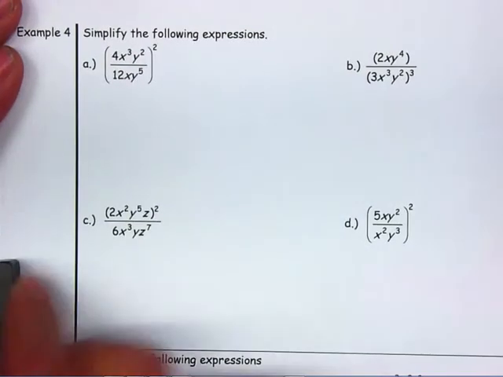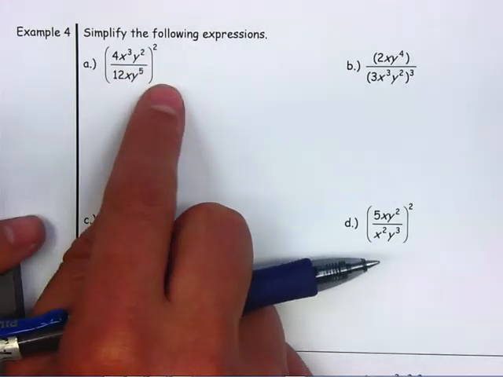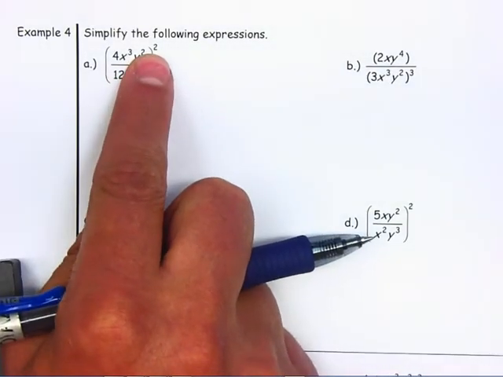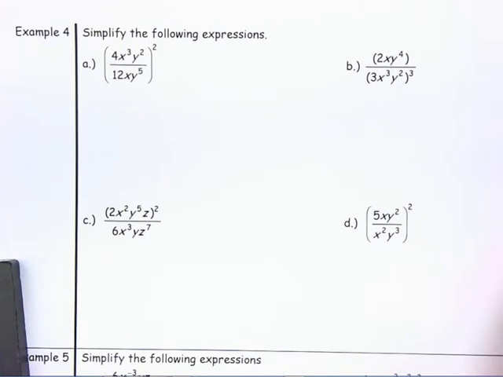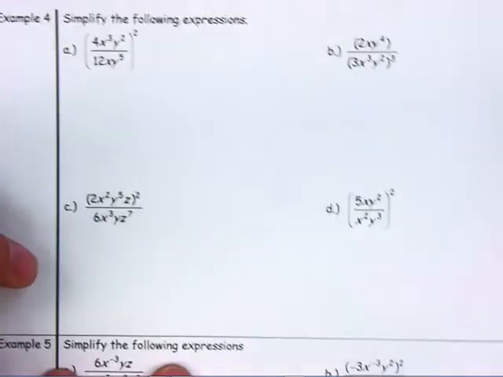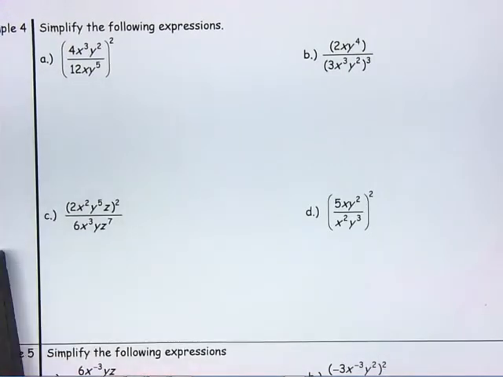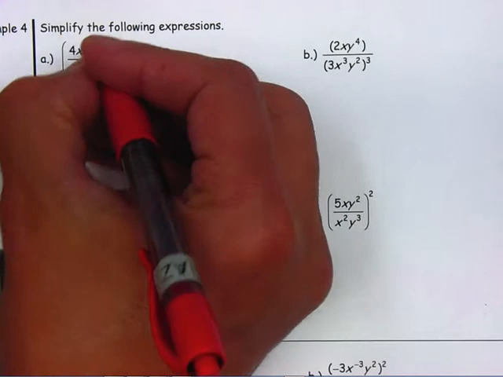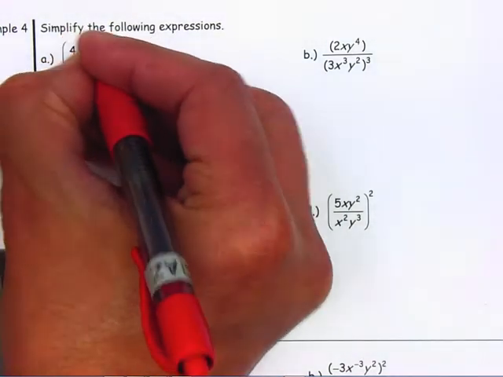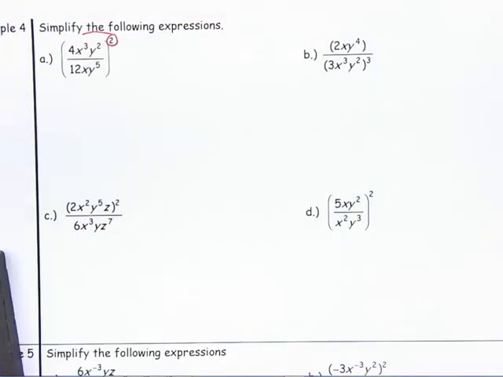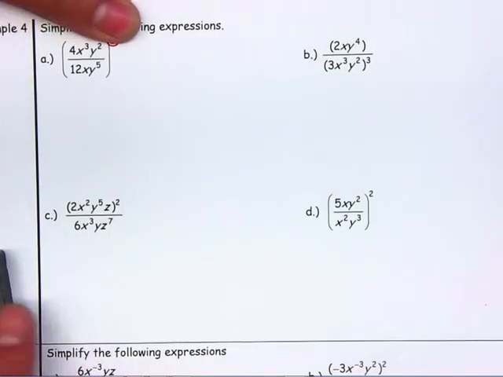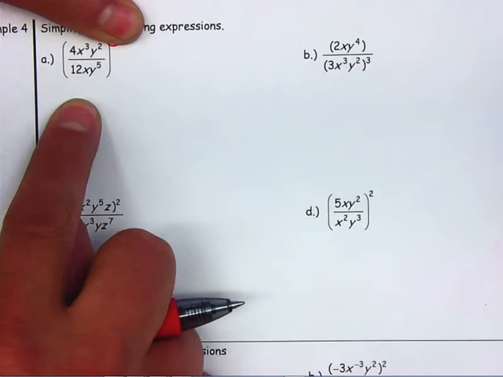We are still simplifying, but now we have parentheses with an exponent outside. So very similar to what we covered, whenever we have an exponent outside, we're going to use the power property. It's just like the distributive property. We're going to multiply. But before we do that, it is best to simplify what's inside the parentheses. That will make your life easier.